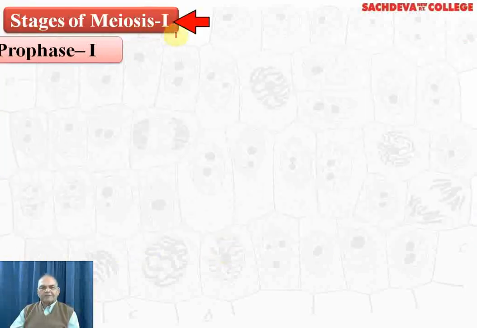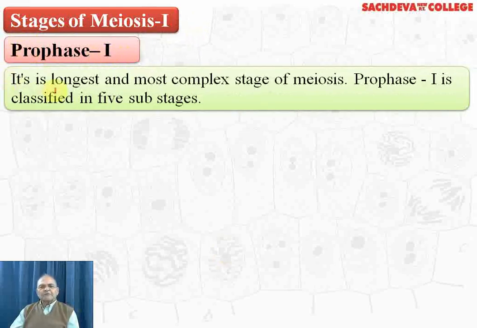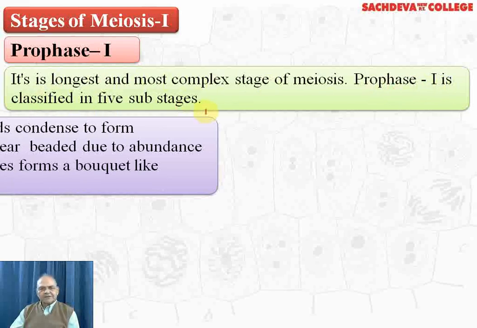Stages of Meiosis-I. Prophase-I. Prophase-I of meiosis is one of the longest and the most complex stages of meiosis. And prophase-I is classified into 5 sub-stages.